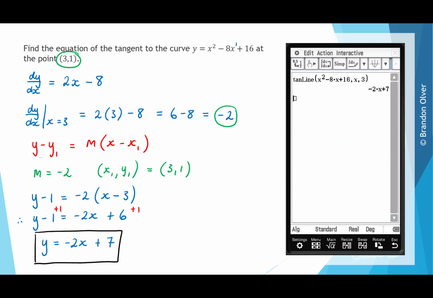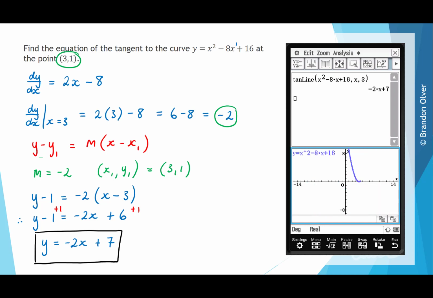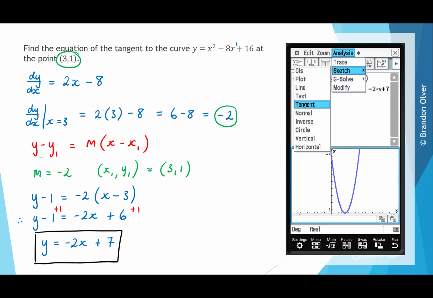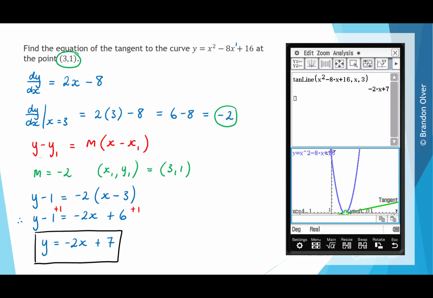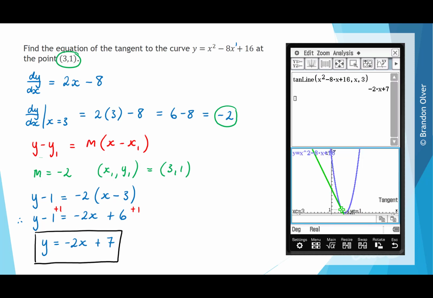If we click on the graph icon, we could drag our curve equation down, which is a parabola, and what we can do is we could zoom out. So if we hit the minus key on the keypad, we can zoom out and we can drag this so that we can see all of the graph. And if we were to go analysis, sketch, tangent, this is another way to sketch a tangent line. And if we hit on the hard keypad 3, that will give an x value of 3 for where we put our tangent. And that gives us this line here.